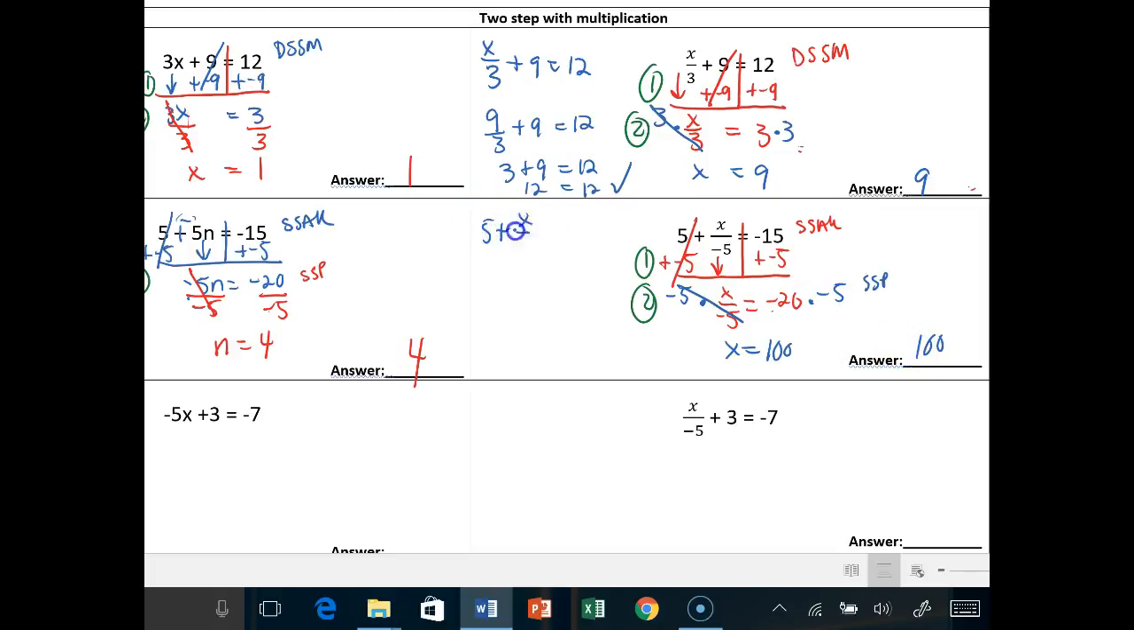So 5 plus x over negative 5 is equal to negative 15. And then all I've got to do is make sure I plug in my answer. So 5 plus 100 over negative 5 is equal to negative 15. 100 divided by negative 5 is actually going to give me negative 20. So I'm asking myself, is 5 plus negative 20 negative 15? 5 plus negative 20 is a DSSM, different signs. So I subtract them. I keep the sign that I have more of. Sorry, I have more negatives. So 20 minus 5 is 15, and I say negative 15. And indeed, negative 15 is equal to negative 15. So I have the right answer.